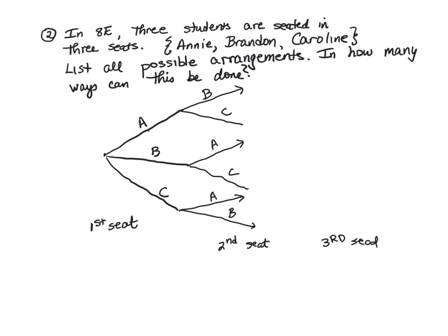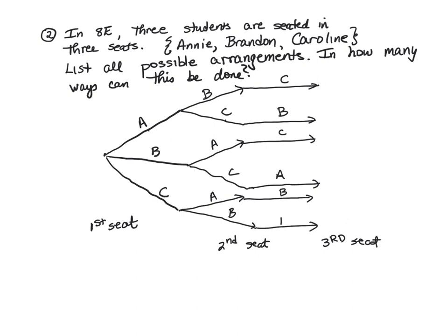So if Annie sits in the first seat, Brandon in the second, then Carolyn has to sit in the third. But if Annie's in the first and Carolyn is in the second, then Brandon is in the third. If Brandon is first and Annie's second, Carolyn is third. If Brandon is first and Carolyn is second, Annie is third. If Carolyn is first and Annie's second, Brandon is third. And if Carolyn is first and Brandon is second, Annie is third.